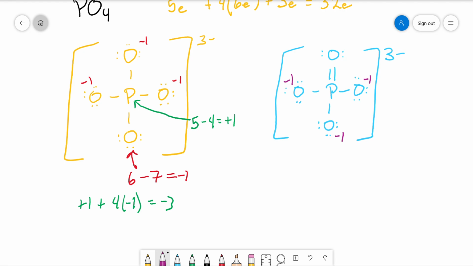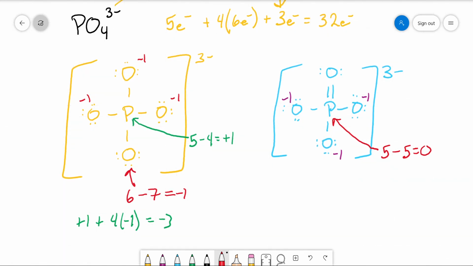Now let's look at the other oxygen with the double bond and the phosphorus. Phosphorus again. I meant the other oxygen with the double bond. 5 minus 1, 2, 3, 4, 5. 5 minus 5 is 0. Okay, and then that oxygen up on top there, we have 6 valence electrons, minus 1, 2, 3, 4, 5, 6, gives us 0.